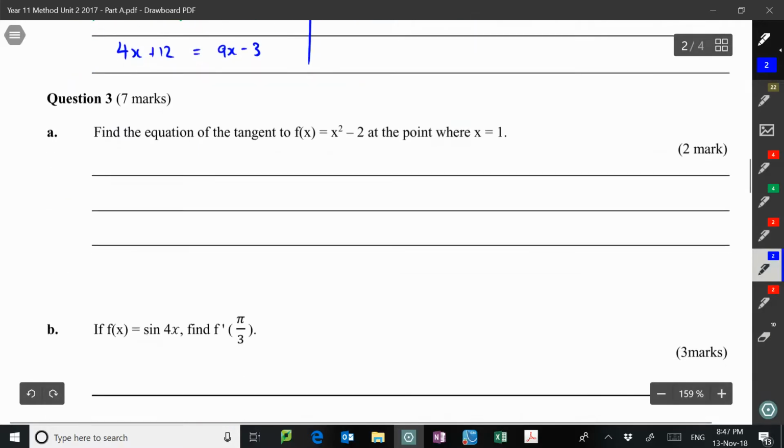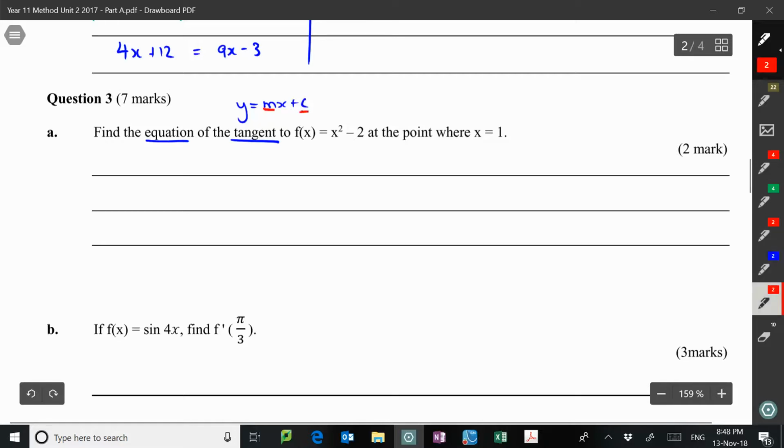Question 3, find the equation of the tangent. Okay, sweet. Now, we've just done our SAC 1. Hopefully, this is still fresh in your mind. Equation of a tangent line. So we already know it's going to be y equals mx plus c. In order to find the equation of this straight line, you need 2 things. You need the gradient and the y-intercept.